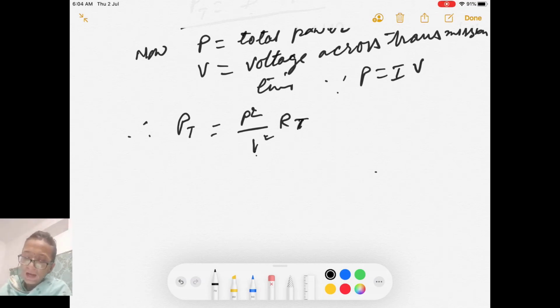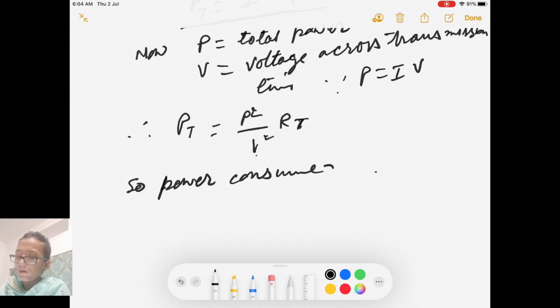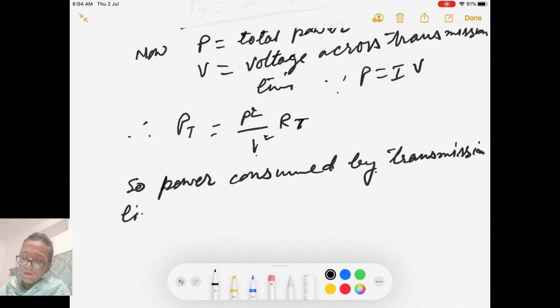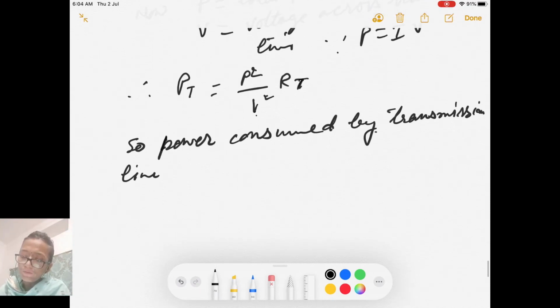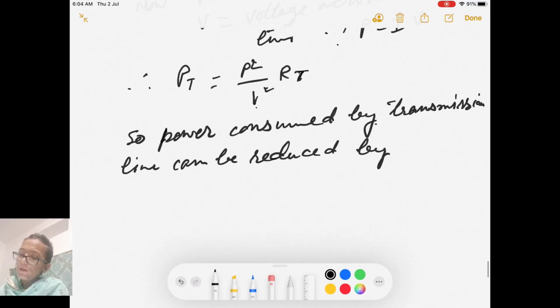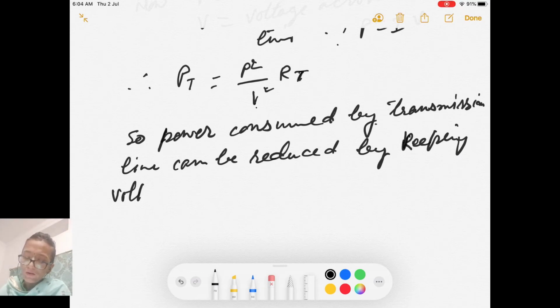So power consumed by the transmission line can be reduced by keeping voltage very high.